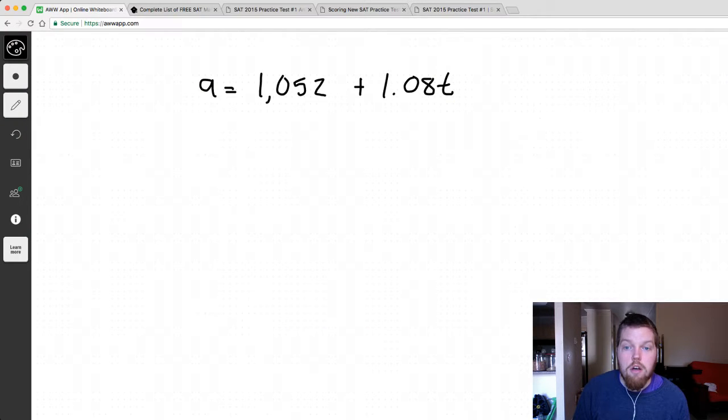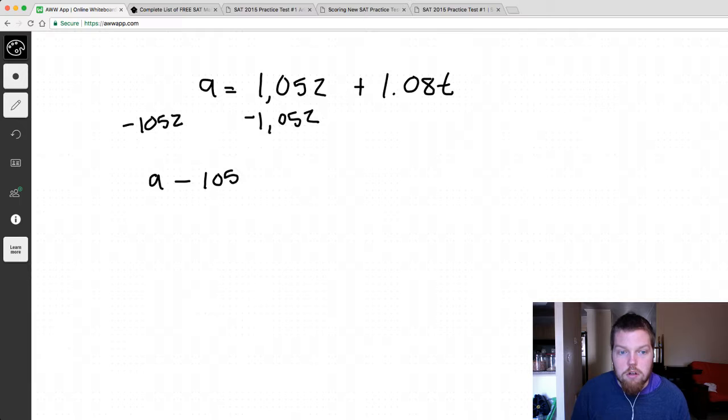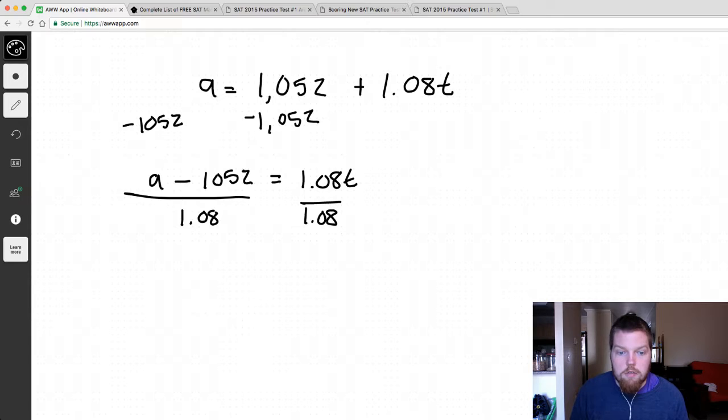How are we going to solve for T? We need to isolate T by itself. So before we get rid of the coefficient on T, let's get rid of the other terms on the right side of the equal sign. So let's subtract 1052 from both sides. We'll get A minus 1052 equals 1.08 T, and then we will divide both sides by 1.08 and be left with T equals A minus 1052 over 1.08.